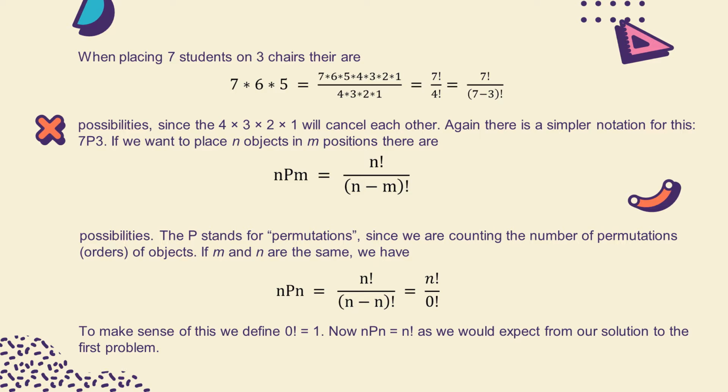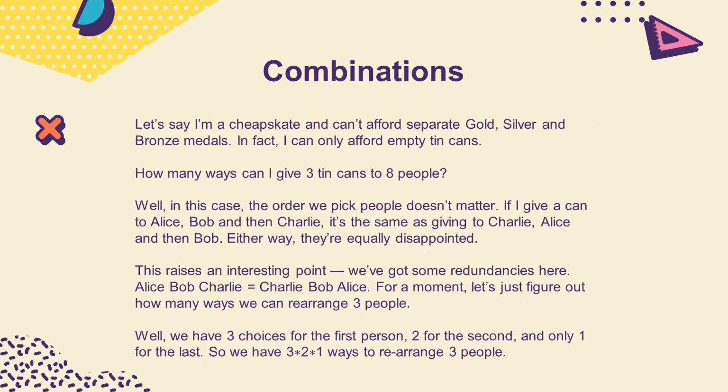Presently, nPn equals n factorial, as we would anticipate from our answer for the primary issue. Suppose I'm a penny pincher and can't afford separate gold, silver or bronze awards. Indeed, I can only afford empty metal jars. How many ways can I give 3 metal jars to 8 people?